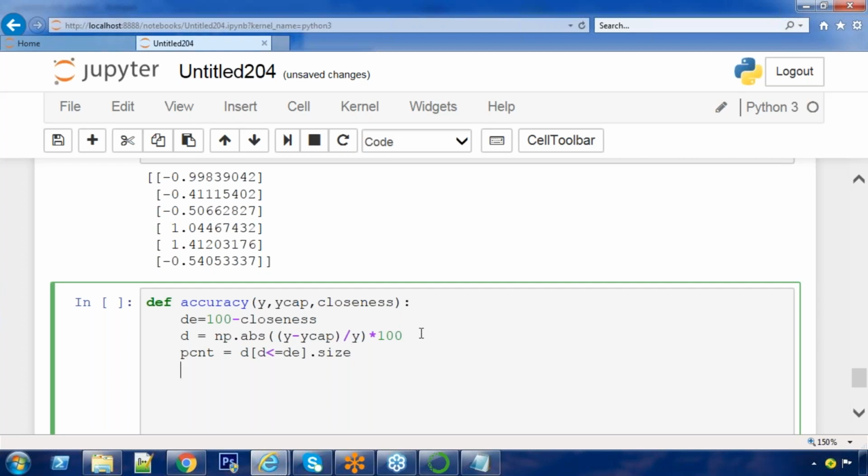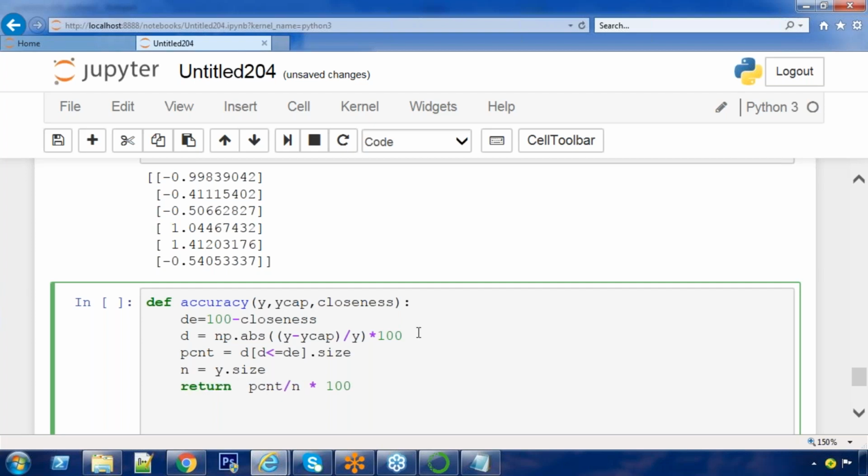And the total number of elements I want: n is equal to y dot size. Suppose total is 6 and pass count is 5. What is the percentage? 5 by 6 into 100. That means pass count divided by n into 100. This is the accuracy we are returning.